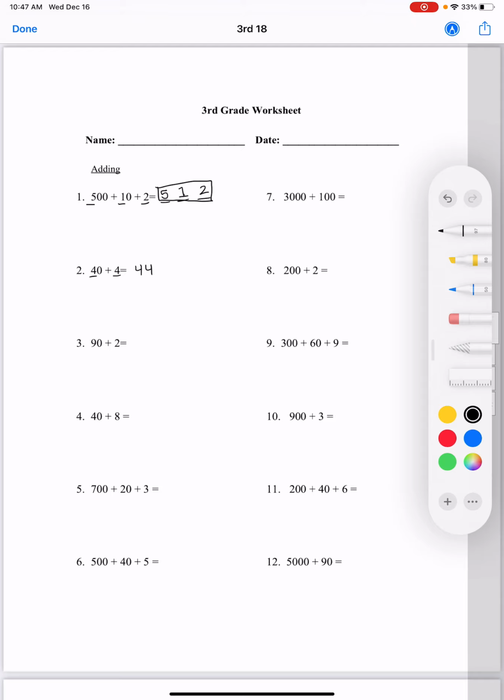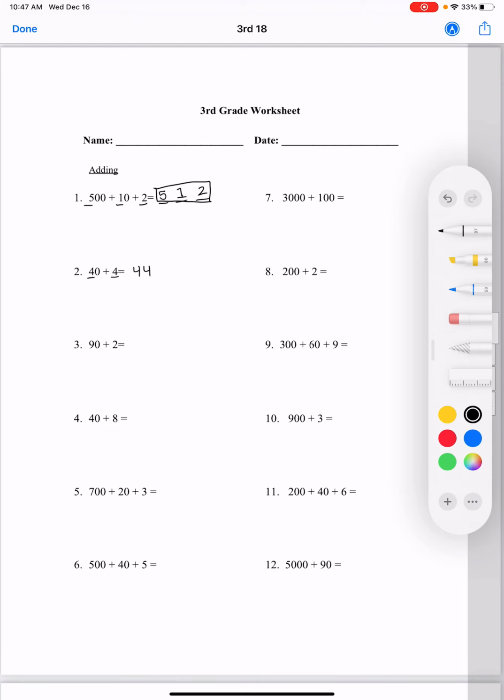Let's try number 7, 3,000 plus 100. So the 3 is in the thousands place and the 1 is in the hundreds place, which means that if we have a 4-digit number, then the 3 goes in the thousands place and the 1 goes in the hundreds place. And we don't know what to put for the last 2 digits, so we just fill them in with 0. And you can check by actually adding it out, so 3,000 plus 100. And then 0 plus 0 is 0, 0 plus 0 is 0, 0 plus 1 is 1, 3 plus nothing is 3. And so you check your answer and you see that it is the same.